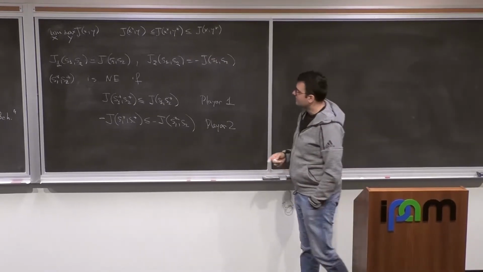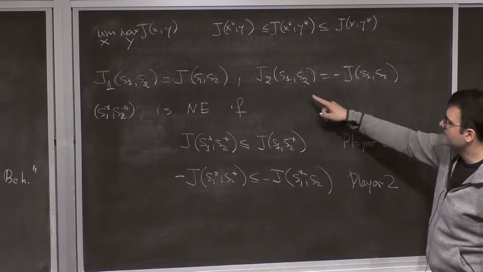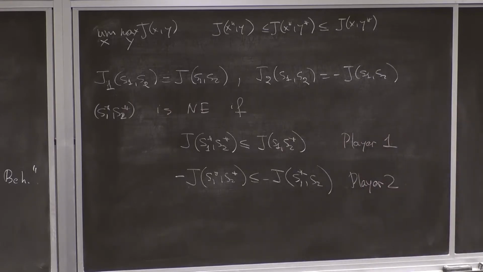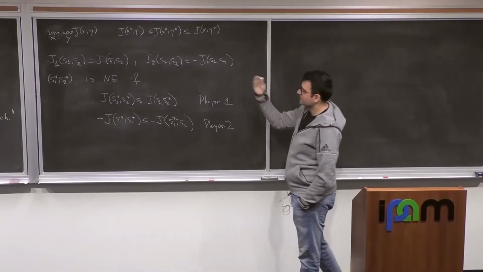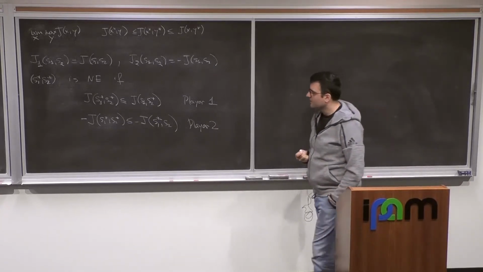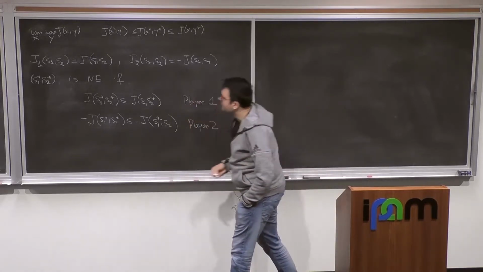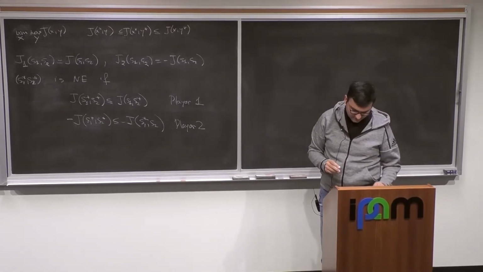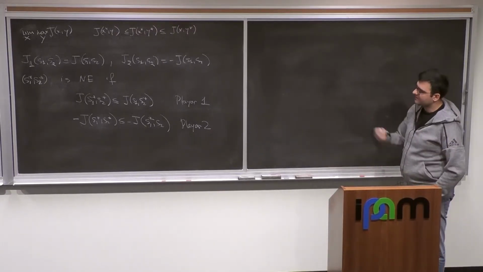And often the saddle point problems are called zero-sum games. And the reason is that if I make this choice, then the sum of j1 and j2 is equal to 0. So the objectives of the players sum up to 0. That's why saddle point problems are called zero-sum games. Okay, so that's the generalization of the notion of saddle point problems.